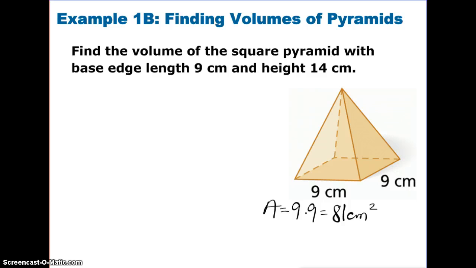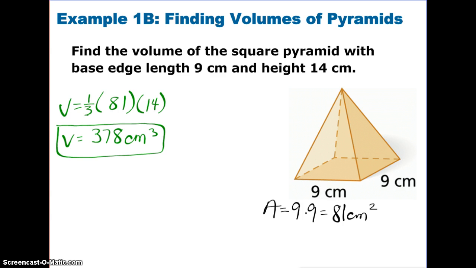Once you have the area of the base, all you need to do is plug it back into the formula, 1/3 times the area of the base times 14. And we got 14 because 14 was the height. So that would be 378 centimeters cubed. Again, be very careful about your units, okay? You need to make sure that you are cubing when you talk about volume.